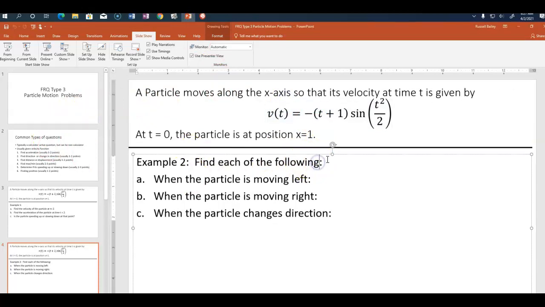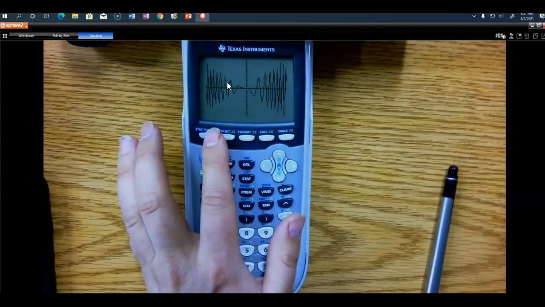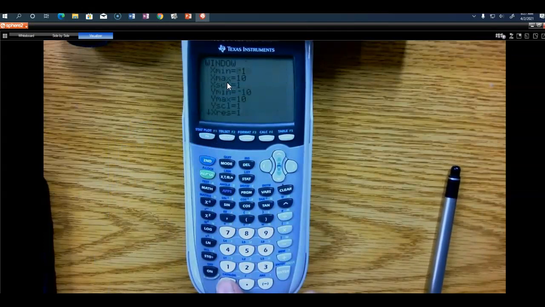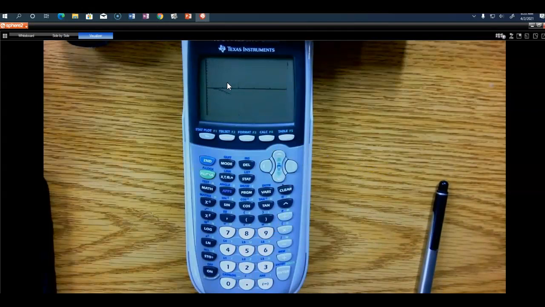So you guys won't have this problem on yours because I'm going to change it, but I'm going to add a little piece of information here for us. Find each of the following on the interval 0 to 5. I wanted these to have little equal signs under them. All right, so knowing that now, I want to come back to my calculator. Let's go to window. I don't want to go all the way out to 10 now. Let's go ahead and change my x values to just being from 0 to 5. That way we only look at the part that we really care about.